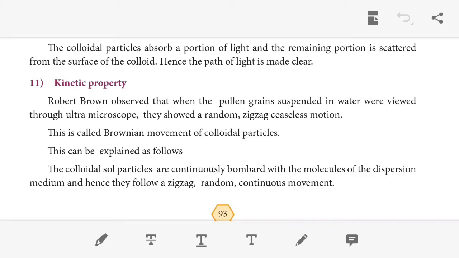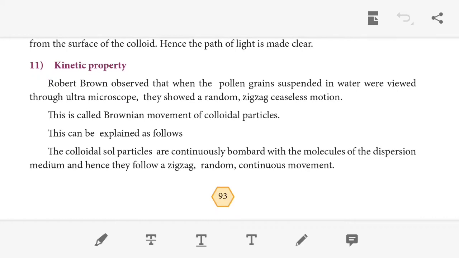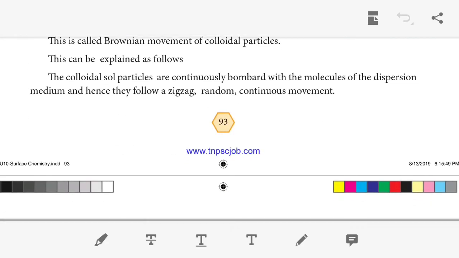So it can be explained. The colloidal sol particle. What is meant by sol? Solid in liquid is called a sol. Okay. The colloidal sol particles are continuously bombarded with the molecules of the dispersion medium. You know the meaning of dispersion? Dispersion medium means the one present in the large amount in the colloidal particles, and the small amount is called the dispersed phase. So the colloidal sol particles are continuously bombarded with the molecules of the dispersion medium. They move in zigzag, random and continuous movement.